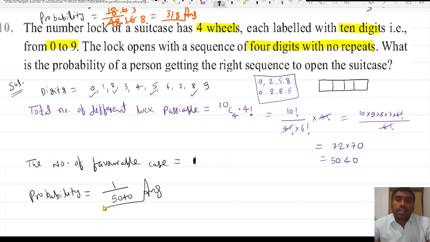So hopefully you got the concept. We have a suitcase whose password is a 4 digit number from 0 to 9. So how many different locks are possible? 10C4 into 4 factorial. Or you can say the number of different arrangements is 10P4. If you simplify 10P4, you will get the same, 10 factorial by 6 factorial, and ultimately this will cancel. If we think first combination, then permutation, then we write 10C4, first selecting the 4 digits that we want to arrange, and then 4 factorial. So this is the total number of possible cases, but the favorable case is only one, that is fixed. So it is 1 upon the total possible cases, that is 5040. So hopefully you get the concept of this question number 10.